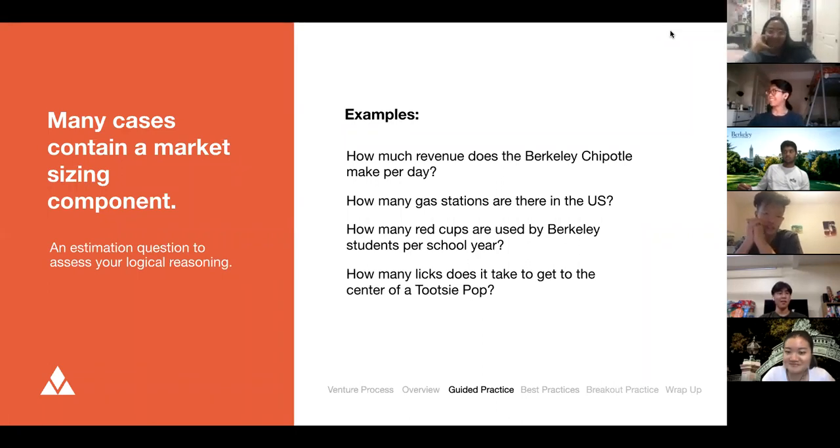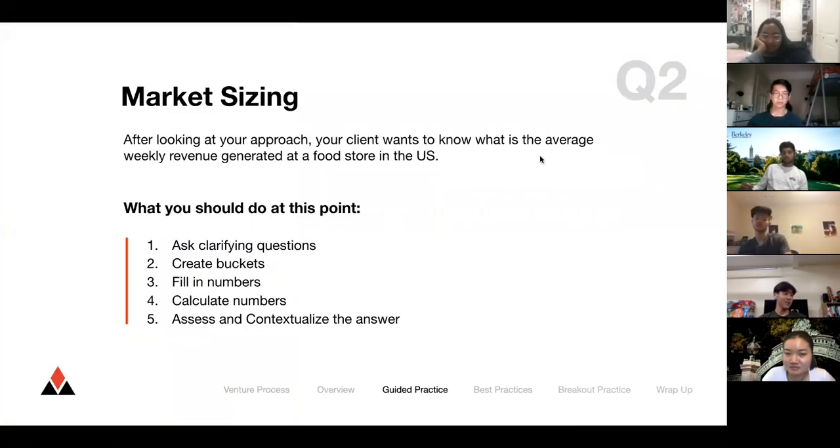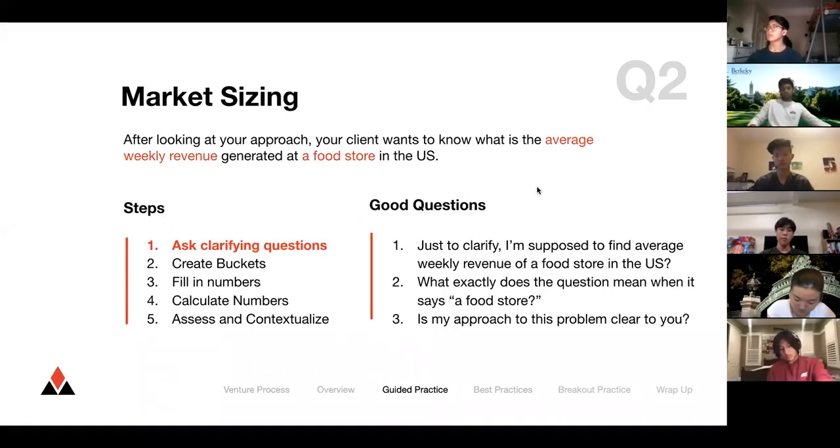The whole idea of market sizing is how you can take a really complex problem and use your logical reasoning to break it down. So let's go through an example. After looking at your approach, your client wants to know what is the average weekly revenue generated at a food store in the US. Whenever you get a problem like this, pretty much no one knows what the average weekly revenue at a food store is. The first thing you want to do is ask clarifying questions because obviously there's a lot of ambiguity with this question. So here are a couple of good examples of clarifying questions.